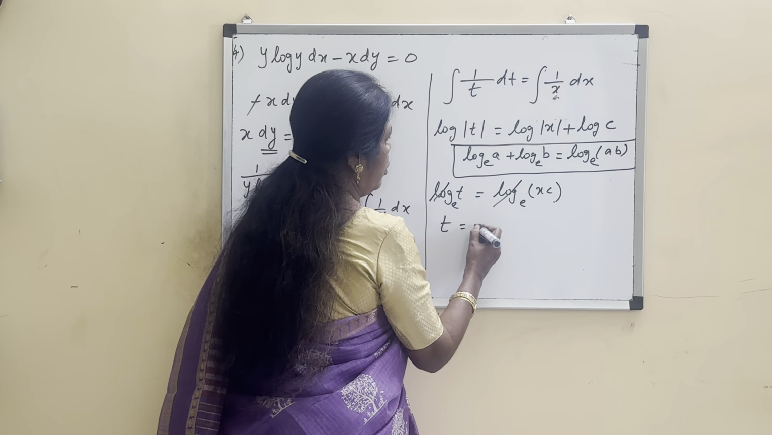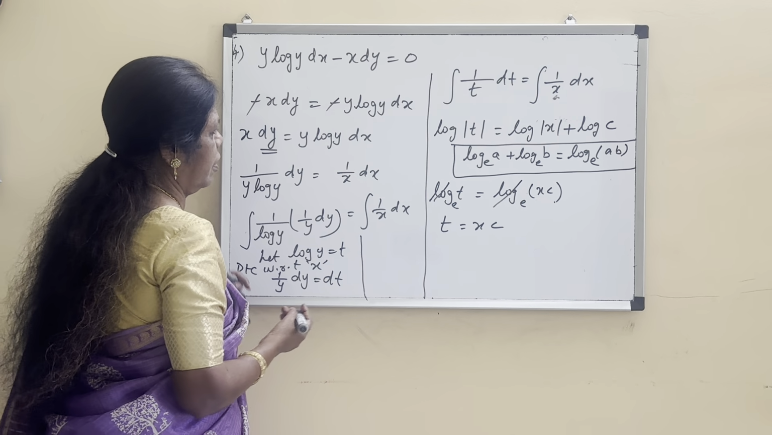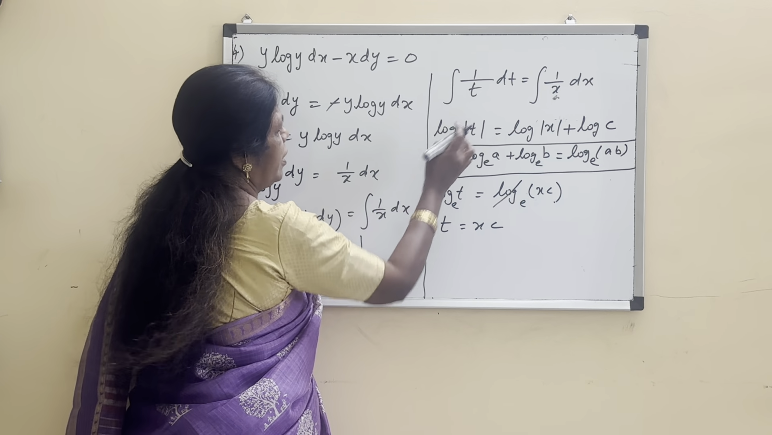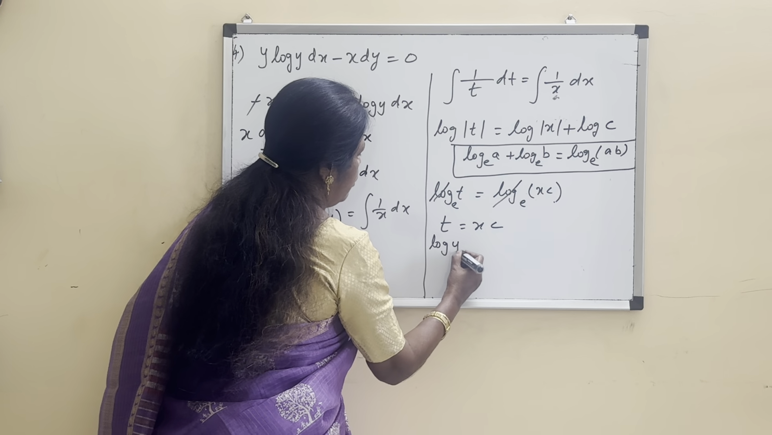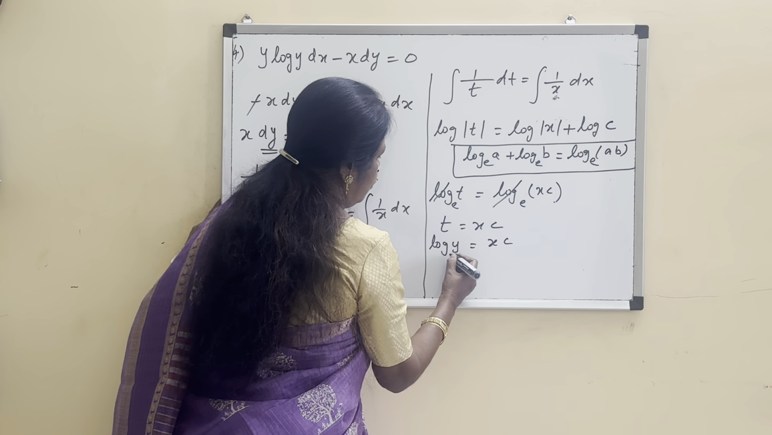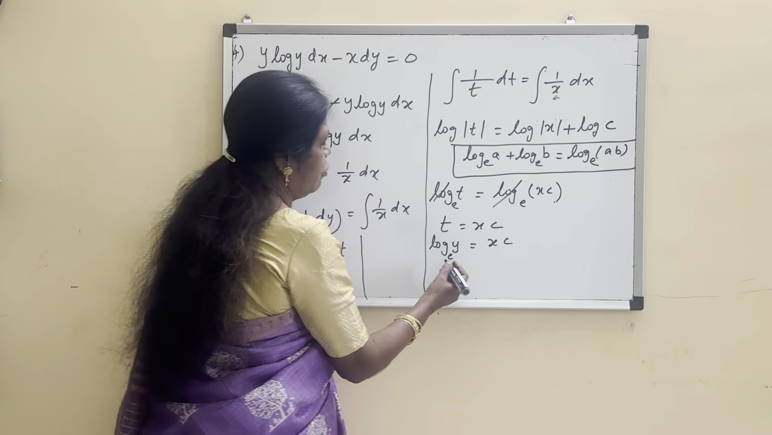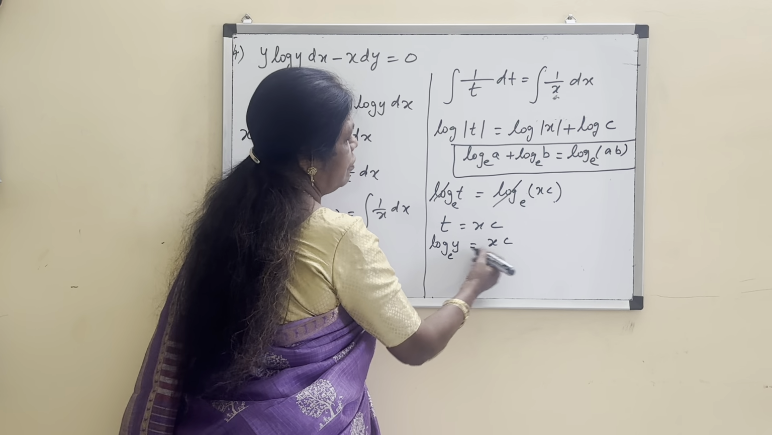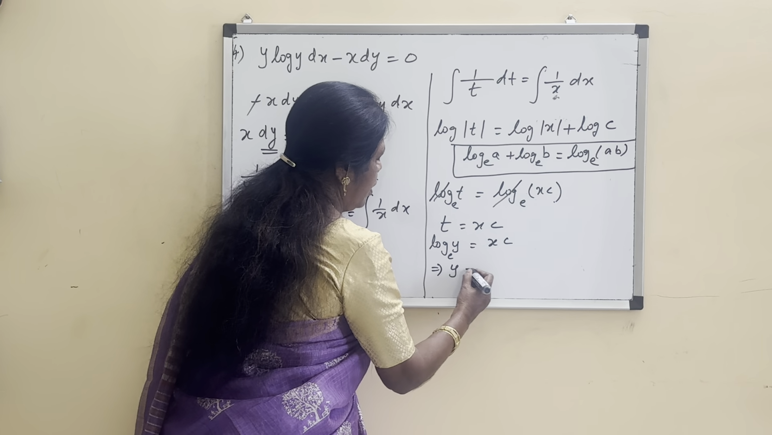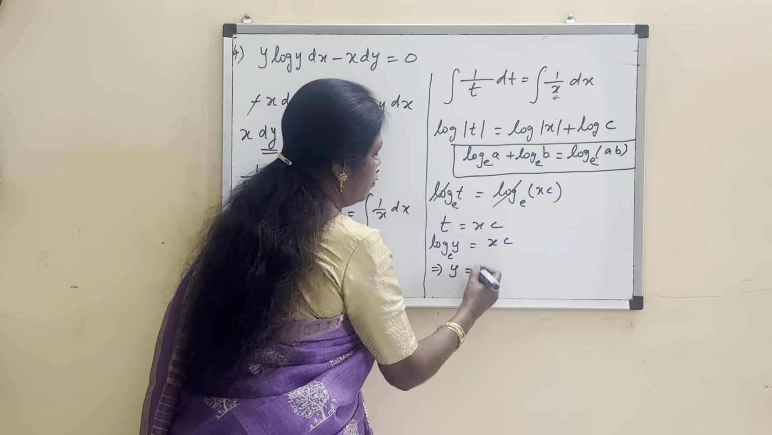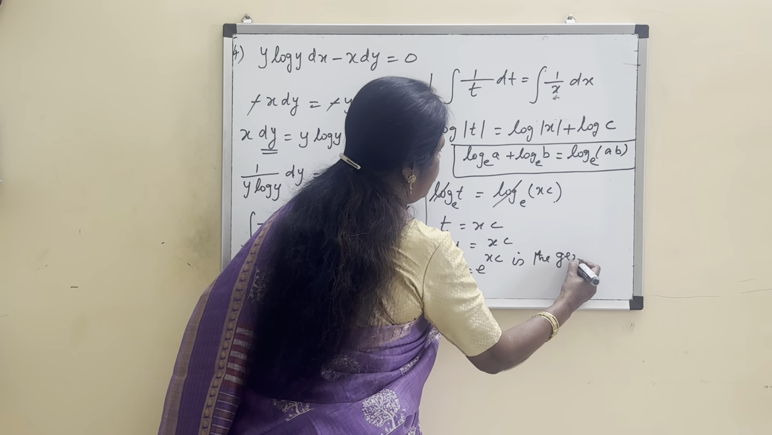So t equal to xc. Right. So what is t here? t is equal to log y. So log y is equal to xc. You know that the base is always e. This is the logarithmic form. If you want to write it in exponential form, which implies y equal to e power xc, this is the general solution.